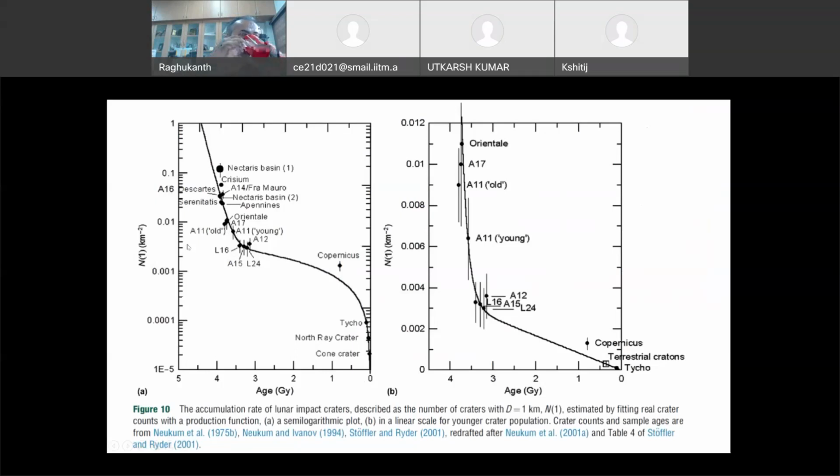N of 1, that is the N value, the crater density at 1 kilometer. This you have to find out, along with the age. The age has been determined from the Apollo missions, the radiometric dating. This is a graph, something like a curve. If you want the age of Copernicus crater, you find the size frequency distribution, find N of 1, and then plot it on this graph, and automatically you get the absolute age of that crater. This is the philosophy.